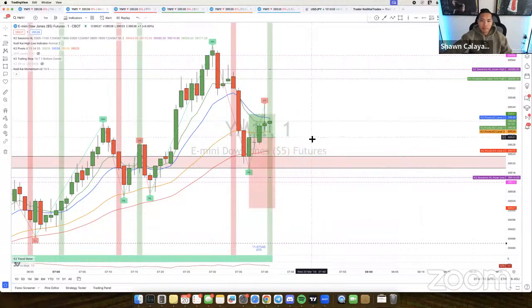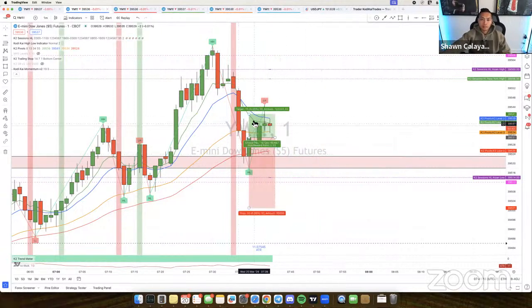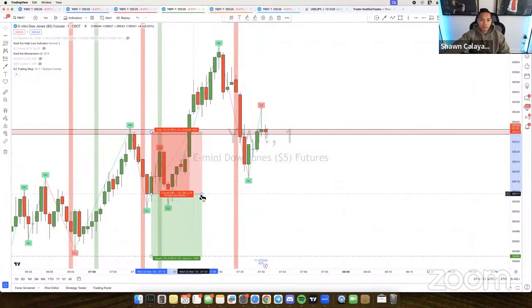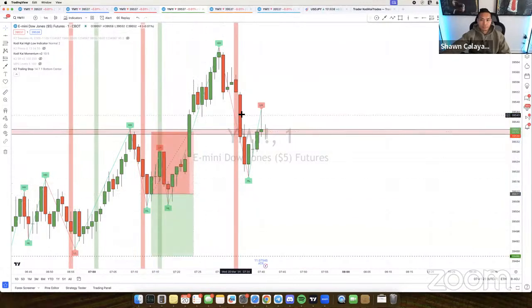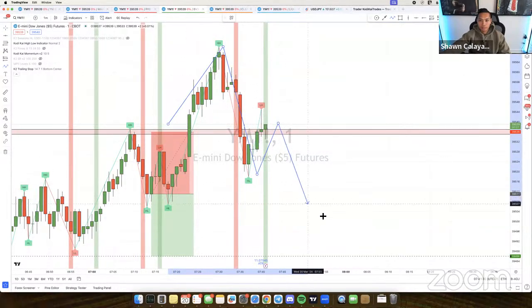I'm sticking to my game plan, so I'm not really looking to take anything else. I mean, I'm looking at the entries here, but I'm not necessarily taking them myself because the only trade I'm taking is the breakout B3. You guys can see the fake out right here. Price pretty much faked out above, and then now it's coming back down.